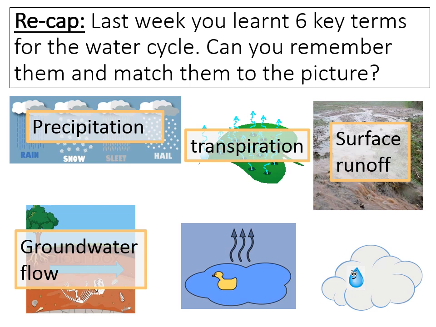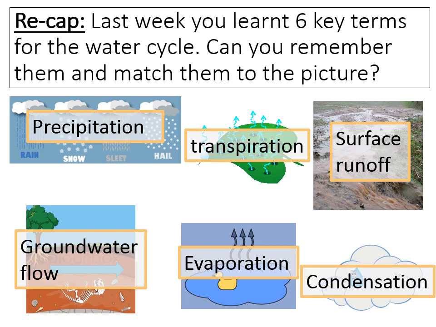Here we have these little arrows coming off of a body of water, which is evaporation. We all should have got that one. That one's the easiest to remember, I think. And then the last one with the little raindrop in the cloud is condensation, where water vapour turns back into a liquid again. So that was just those key terms from last week, just to see if you remember them and what they mean.